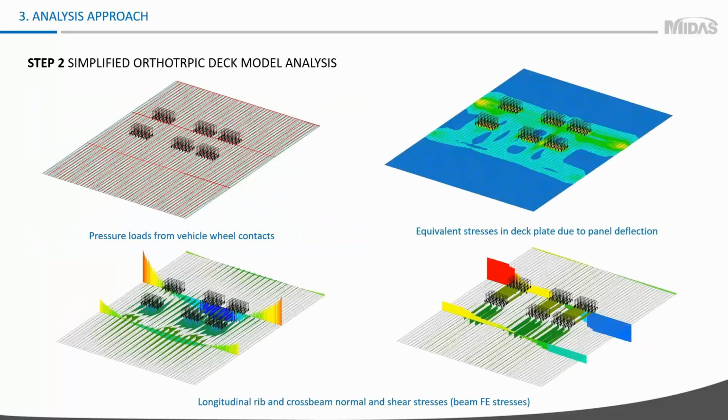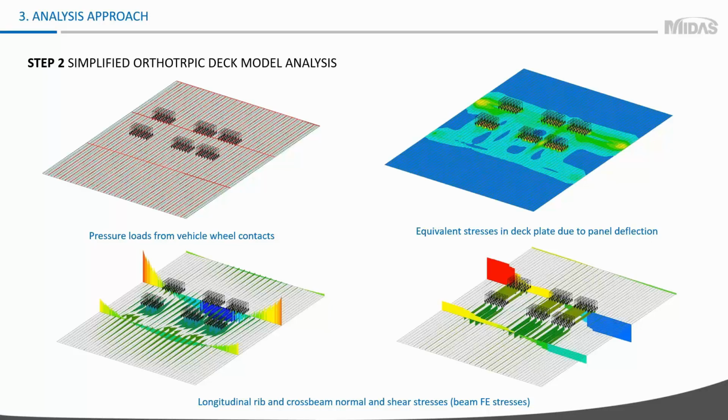In this model, you apply a dead weight wear surface, and you apply a self-weight of deck plate and moving load cases. Moving load is applied as a pressure load based on the wheel contact areas. Pressure load here allows you to accurately distribute this load from the wheel.